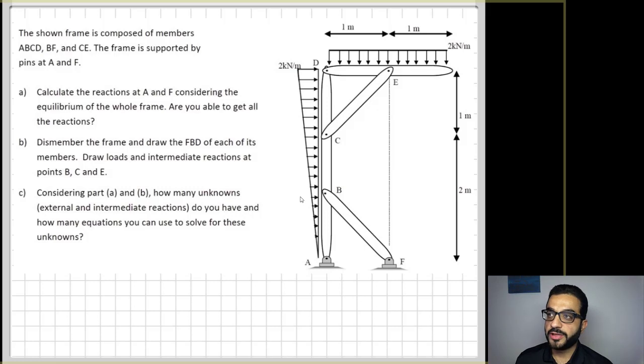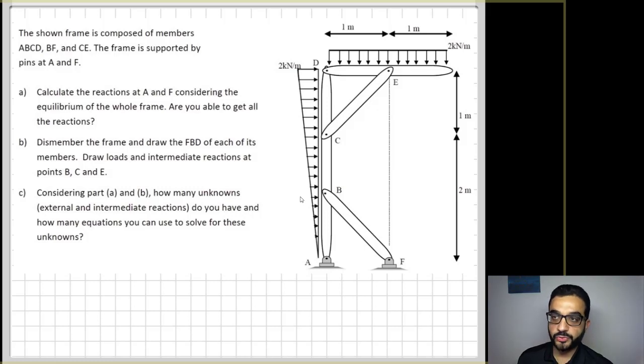So we need here to go over these three steps or requirements. So first we need to calculate the reactions at supports A and F. So we have here two hinge supports, and we have four members, A, B, C, D, and then B, F, and C, E, and D. So we would like to analyze the structure as a whole and find the reactions at the supports that are holding the structure.